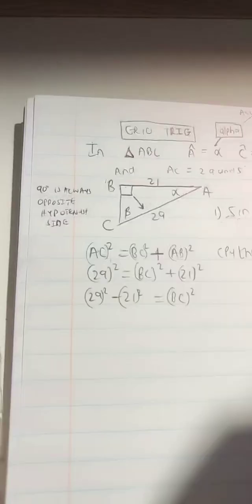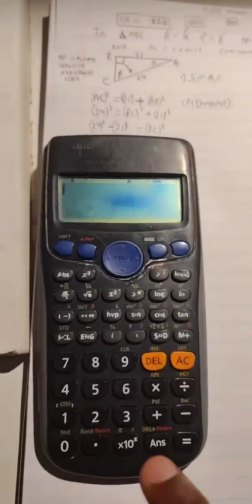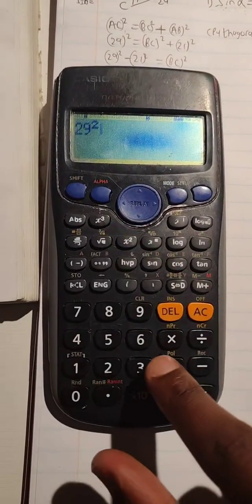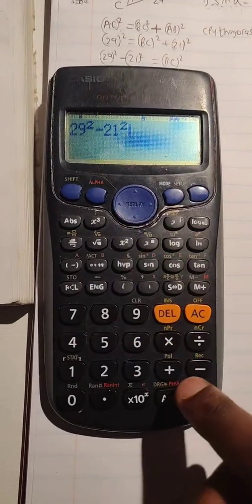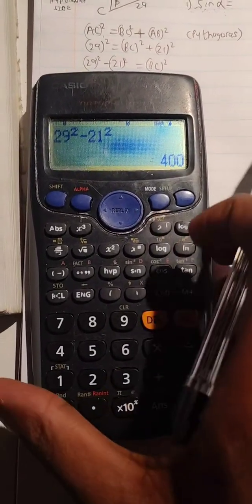If my people are failing to help me out, I can help myself out. So let's go to my calculator. 29 squared minus 21 squared equal. There we have it. It's 400.